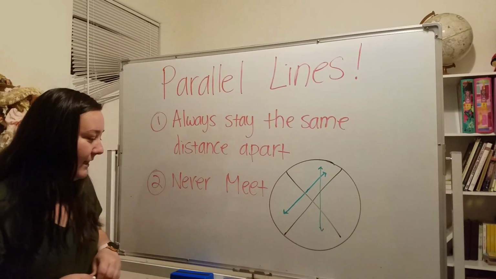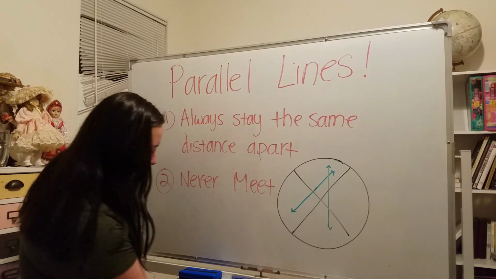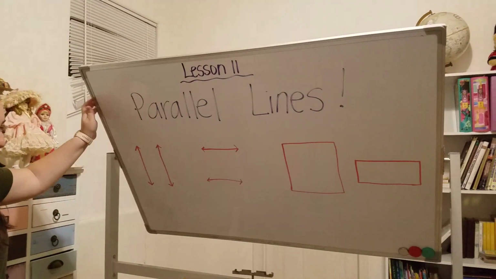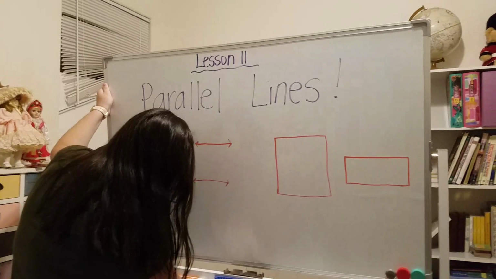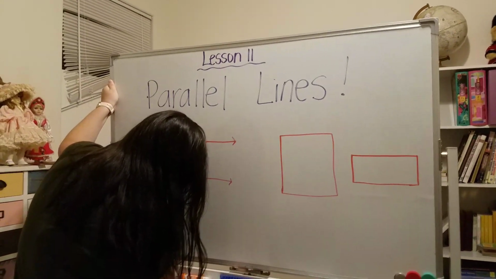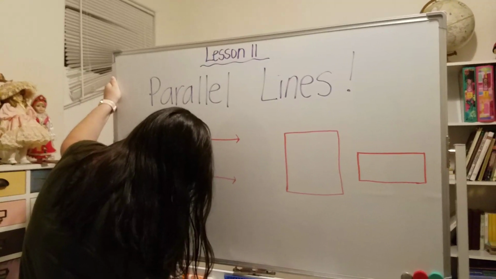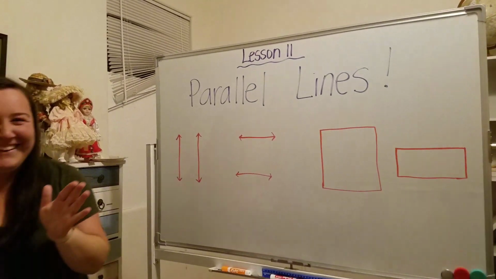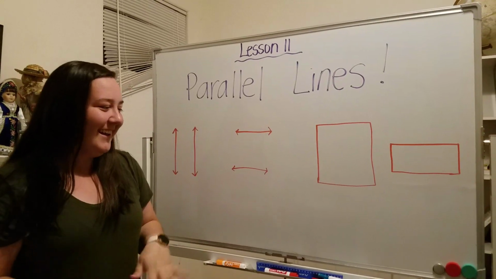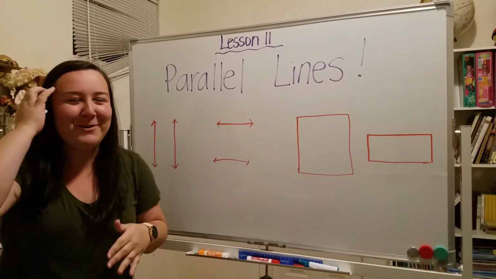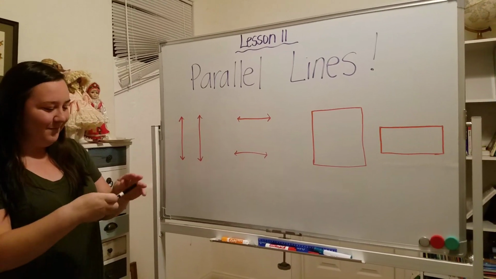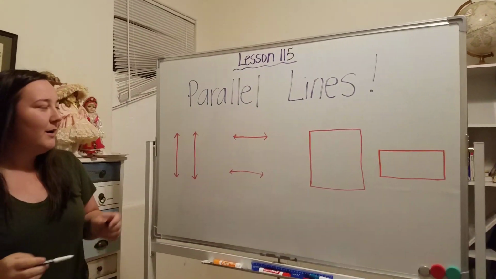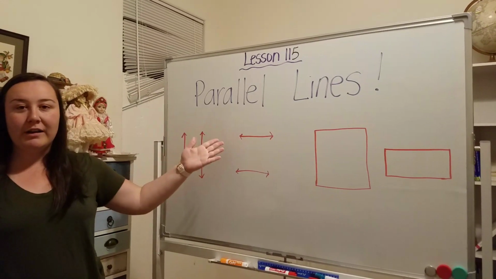So let's see where our magic board is going to take us. We're going to go, whoop. Sorry. All right. I'm sorry, second grade. The board didn't flip the way I wanted it to. All right, so lesson 115, not 11.